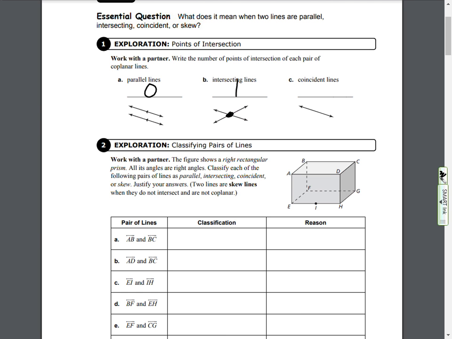And then C says coincident lines. Okay, it looks like there's one line there. But there is, in fact, actually two lines. I can draw that second line. They're both on the same line, and they're both going on forever and ever. So how many points of intersection are there? Well, there's one here, here, here, here, here, and they go on forever. So how many points are there? Well, it's actually going to be an infinite amount. Okay, I'm going to erase this so I can move down on my board.